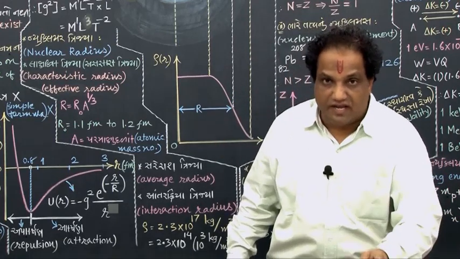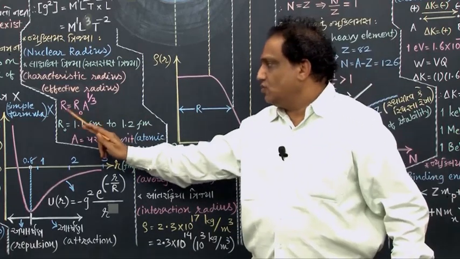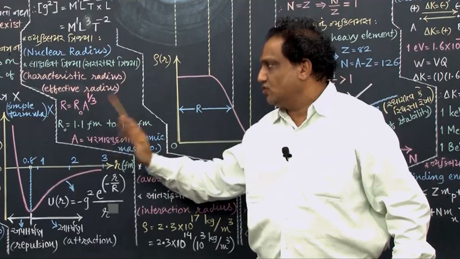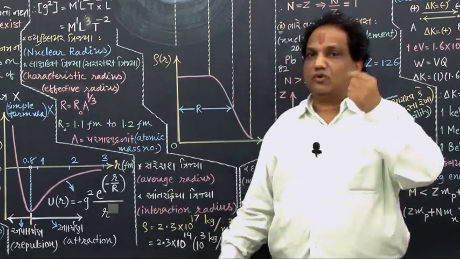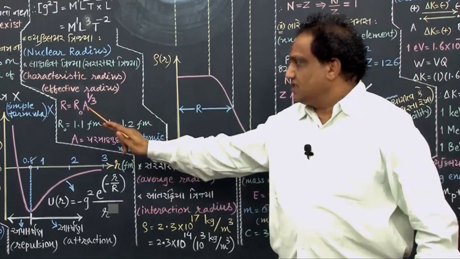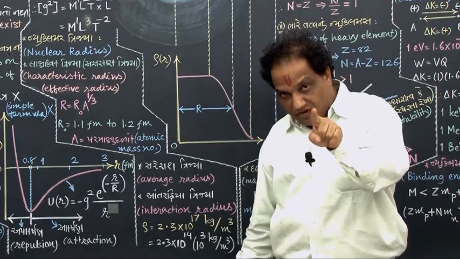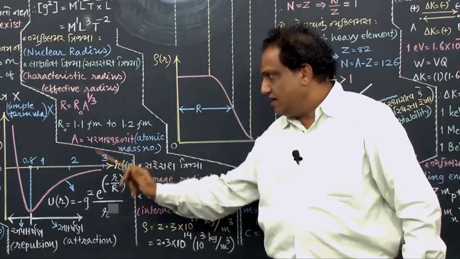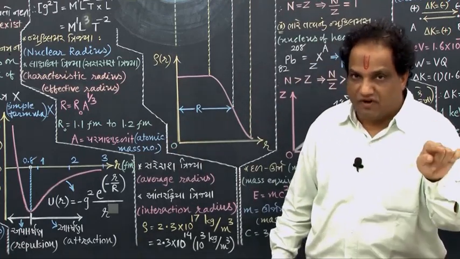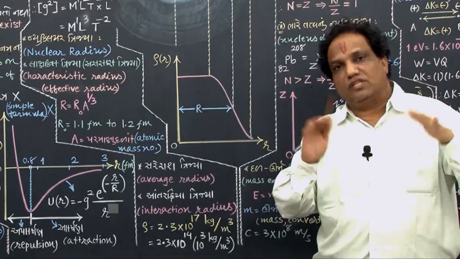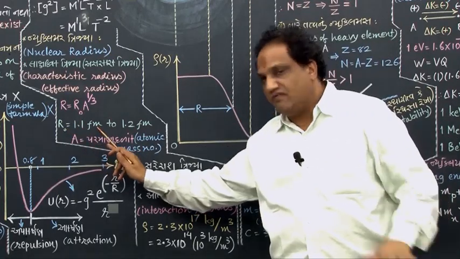Empirical formula for finding characteristic or effective radius of nucleus is R equals R0 into A raised to 1 by 3. Wait, what is capital A? It is called atomic mass number. What is R0? It is constant. Its value is ranging between 1.1 Fermi to 1.2 Fermi. In all the numericals now onwards, we will take value of R0 as 1.1 Fermi.